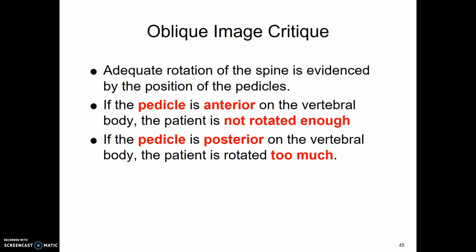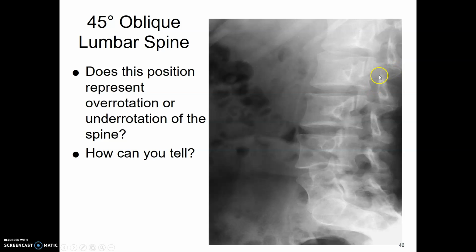Oblique image critique, and we talked about this in the last video, but it depends on where the pedicle is. Is it anterior or is it posterior to determine the rotation? So 45-degree lumbar spine oblique, you're going to look for your Scotty dog. You're going to look for the pedicle or the eye of the Scotty dog, which is the circle. These little rounded circles here. I really feel like they look like fish. I don't know, but fish don't have big noses. Anyway, the pedicle should be close to midline of the vertebrae. So it's up to you to determine if this is an over rotation or an under rotation.